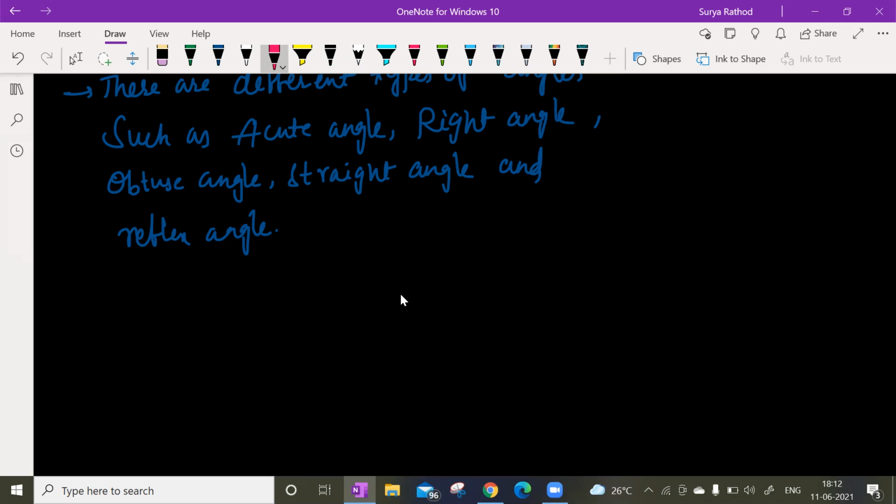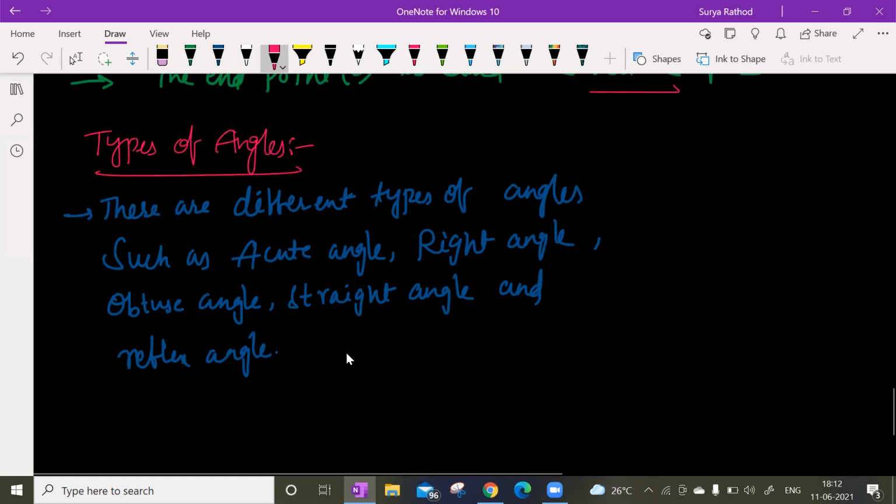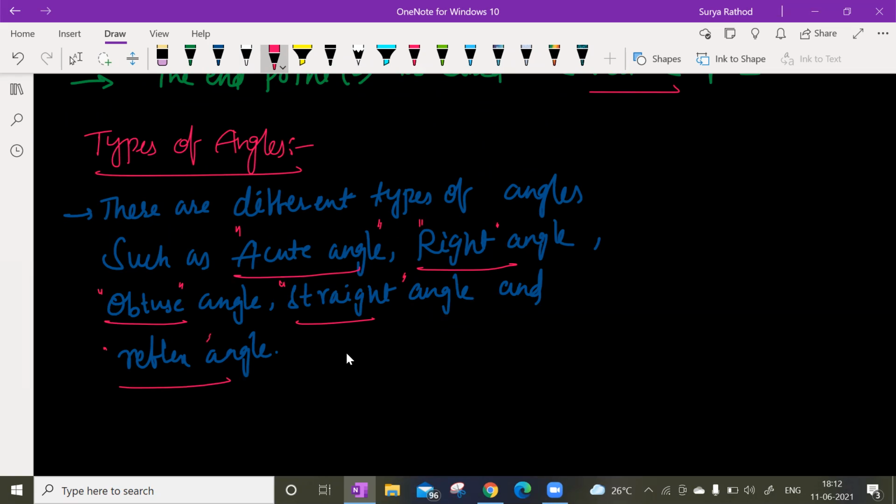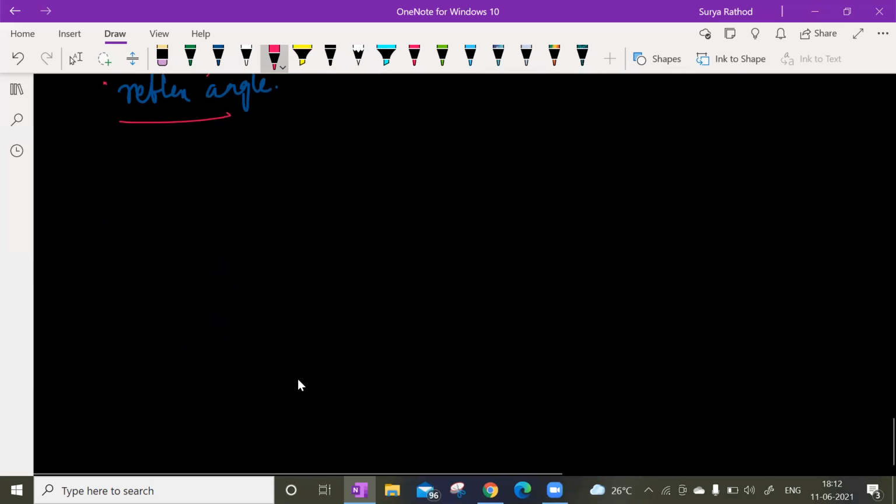All right, so we'll discuss one by one. You will be able to understand clearly. So there are several types of angles: acute angles, right angles, obtuse angles, straight angles, reflex angles, and the complete angle, as you said. That is for basic understanding. Let us talk about them one by one. First thing is acute angle. So what is an acute angle?